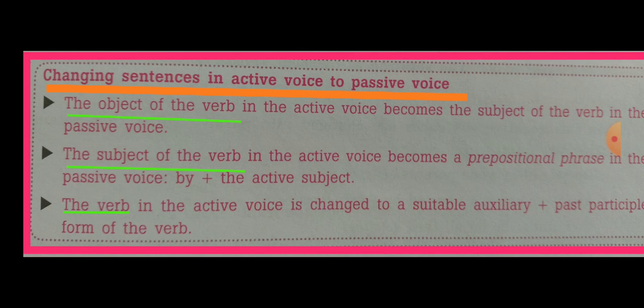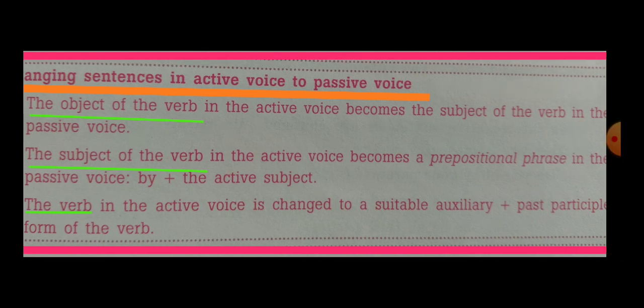And it must be remembered that we always use the third form of the verb, that is the past participle, in passive voice, but it is always used along with an auxiliary verb. That auxiliary verb we will learn in the rules, what is the rule regarding changing the verb. But these three are the main changes which we have to make in the sentence.